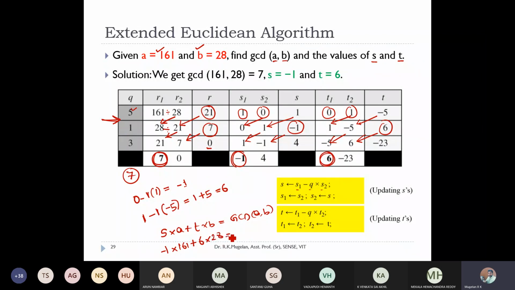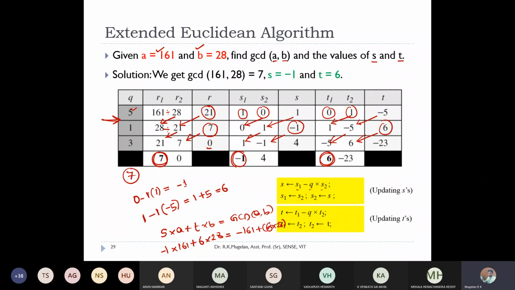Can you people tell me the answer here? That is minus 161 plus 6 times 28. Can you tell me the answer in the chat box? Seven. Yes, you'll be getting the value to be 7. This is the basic of the extended Euclidean algorithm.